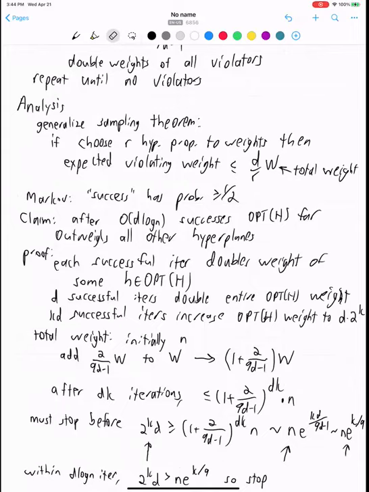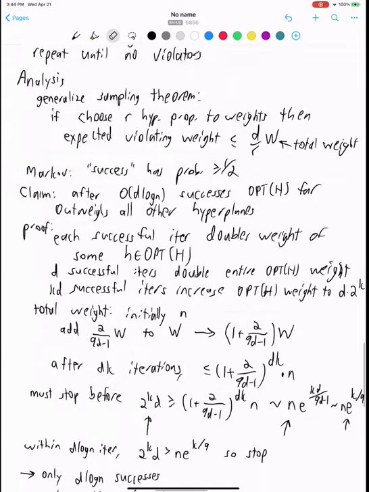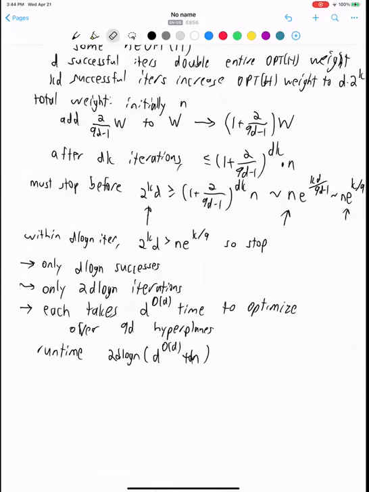We only do this increment in weights if the violating weight is small. If there's a lot of violating weight, then we don't want to do the increment, because it will let the weight of the entire set run away from the weight of the optimum. Okay, so this is saying you can't have this many successes, and that's the important part. You can only have d log n successes. And our Markov inequality tells us that that's going to happen in expectation within d log n attempts. Okay, yeah, now I'm good. Excellent.